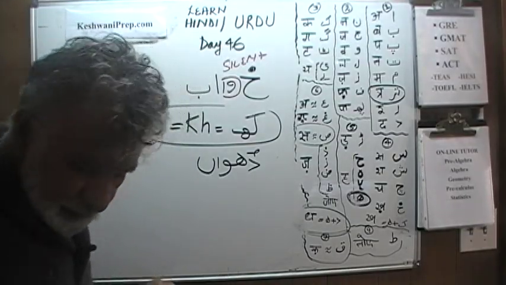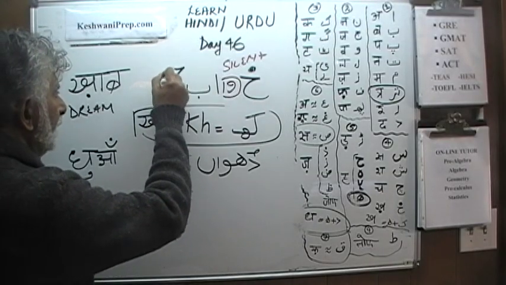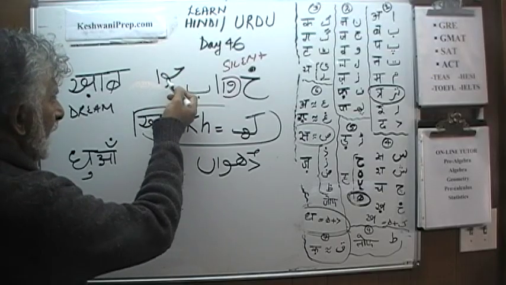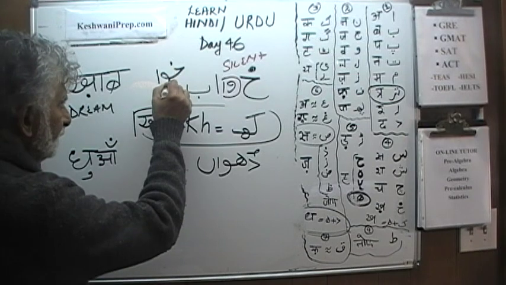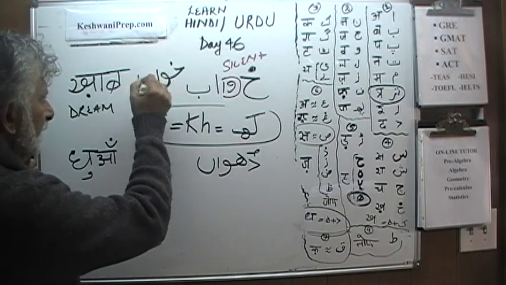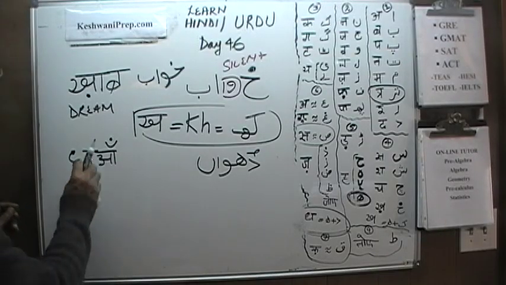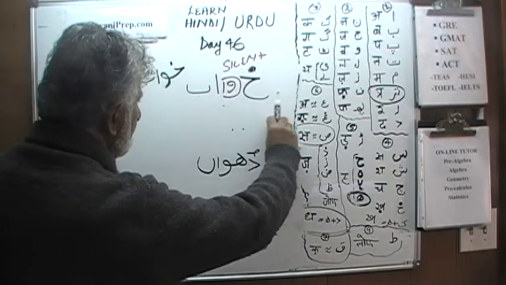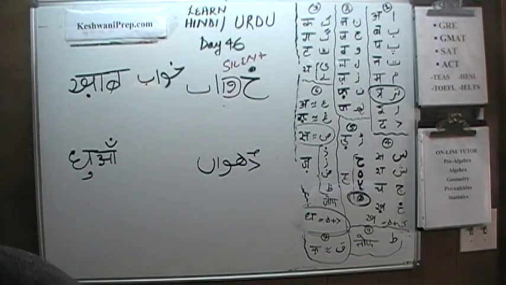And when you put it together, it looks like this. Kh, and the vowel joins. It's not a kho, it's not a khawa, it's kh. This vowel is silent. Kh, ba. That's how we write dream. Let's continue with the next line.